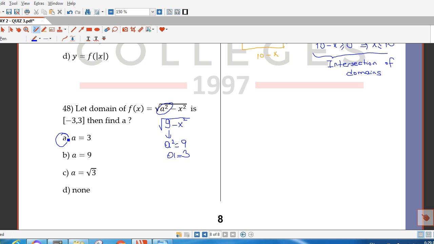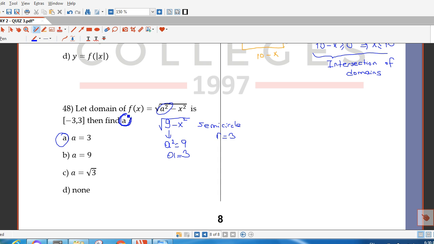Question 48. There is a function and we know the domain. Whenever we have a closed interval like this, it seems it should be the graph of a semicircle. We know this type of domain from the domain of a semicircle function. Minus 3 to plus 3 will be the value of the radius. So the square of 3 will be 9.